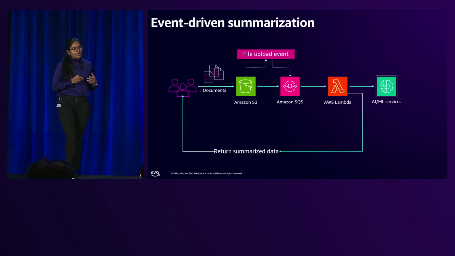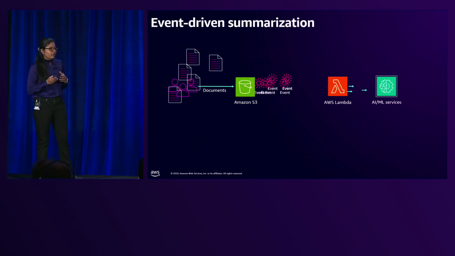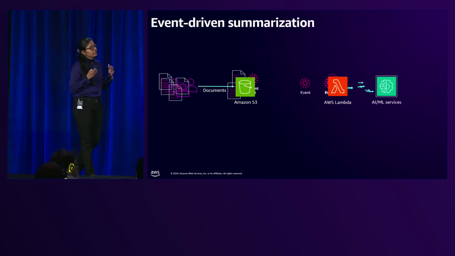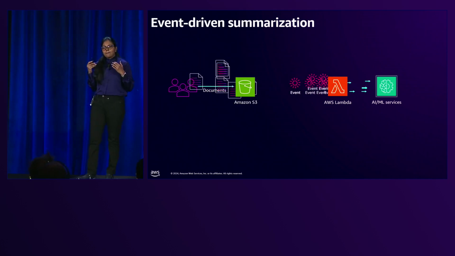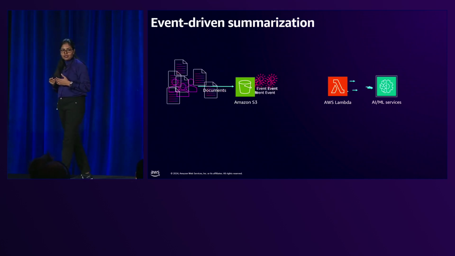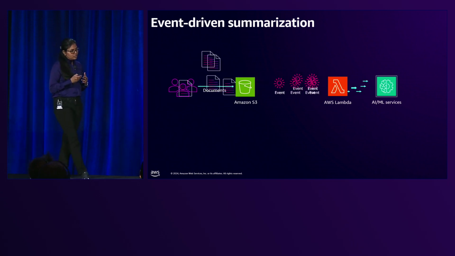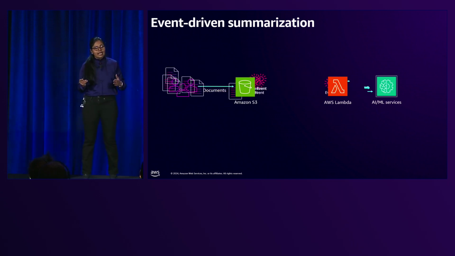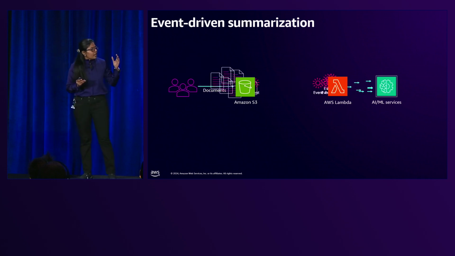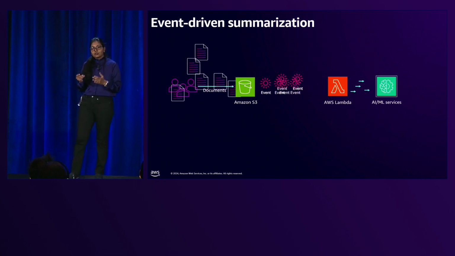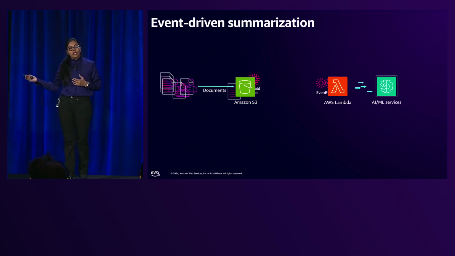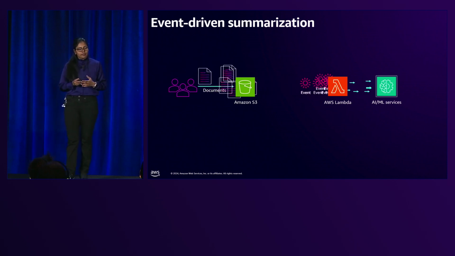Why did I use SQS here? Why did I not send the event notification directly to Lambda? Because Lambda is also a supported event destination. When you have multiple users uploading documents like this, you will see bursts of events going from S3. Lambda can handle the surge, but it can quickly overwhelm the AI/ML services. That's why we are introducing an intermediary between S3 and Lambda so that we can control the flow of messages from S3 to AI/ML services.